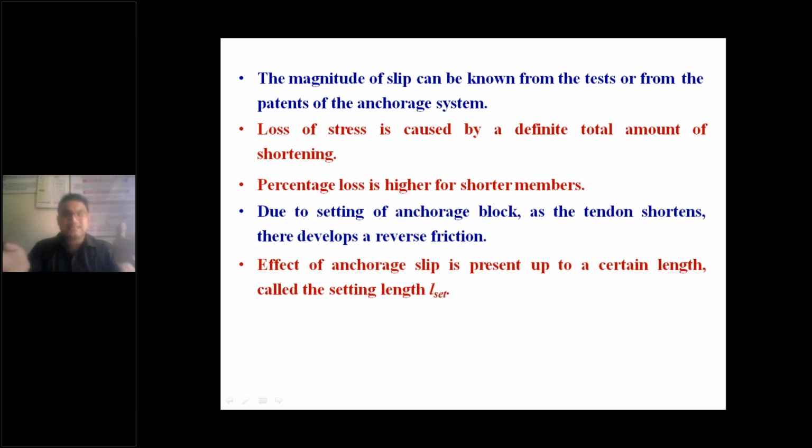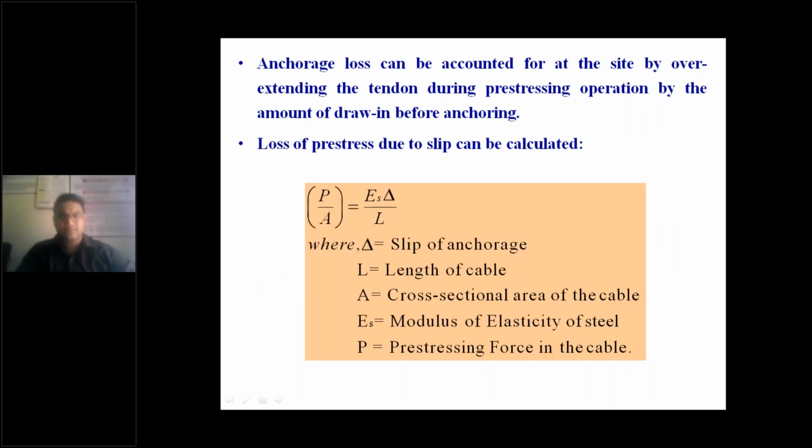The effect of anchorage slip is present up to a certain length, which we call the setting length. The anchorage slip always depends on the length of the wire, and the holding of the wire by the wedge. So the effect of anchorage slip is represented in the form of a setting length, denoted by the symbol L set. How to calculate L set? From this slide you can understand clearly. Here the loss of stress due to anchorage slip can be calculated with the formulas.